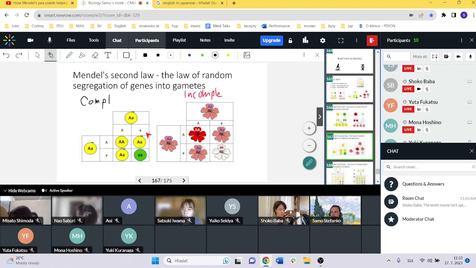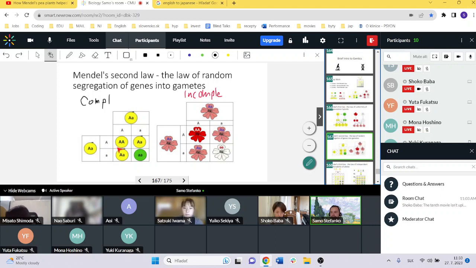And when two heterozygous individuals are crossed, each of the two alleles, dominant and recessive, can be transmitted to the offspring with equal probability.